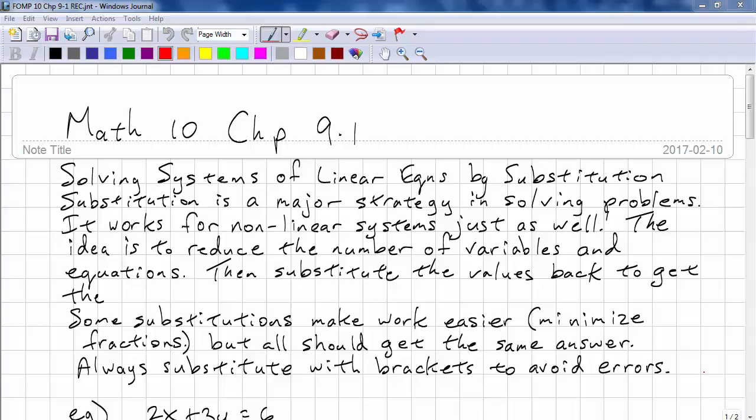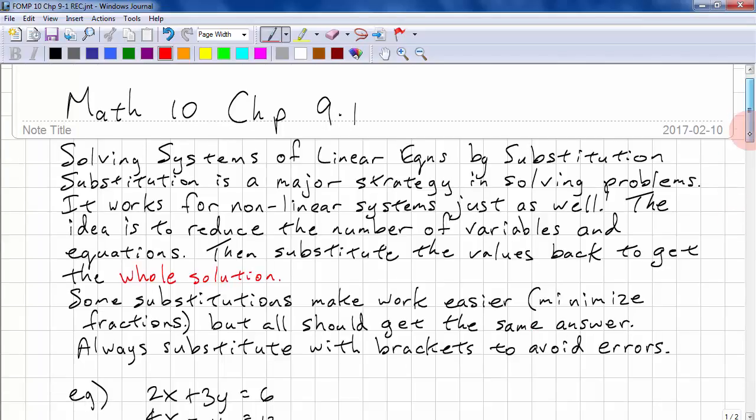And what we want to do is reduce the number of variables and the number of equations, then substitute the values back to get the whole solution. Some substitutions make it easier, which means we want to minimize fractions. But however we do it, we should always get the same answer. And always substitute with brackets to avoid errors. So let's look at an example.